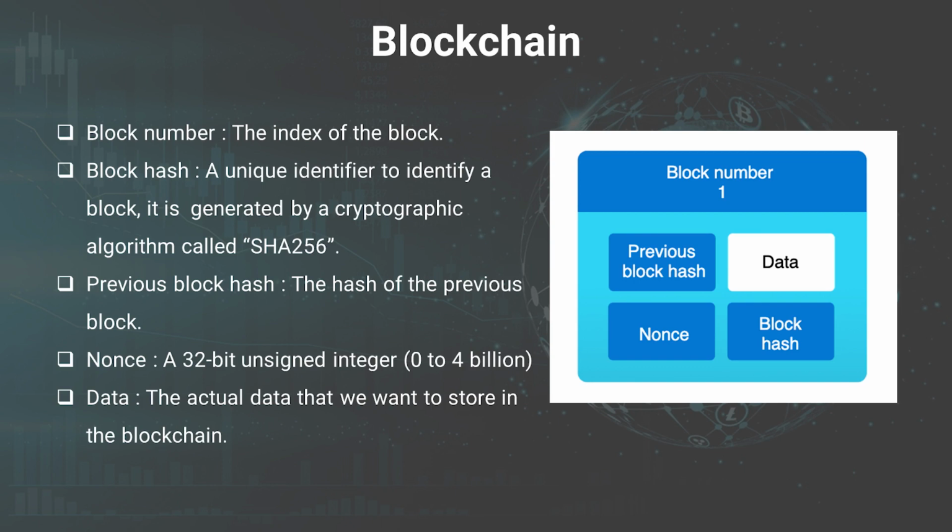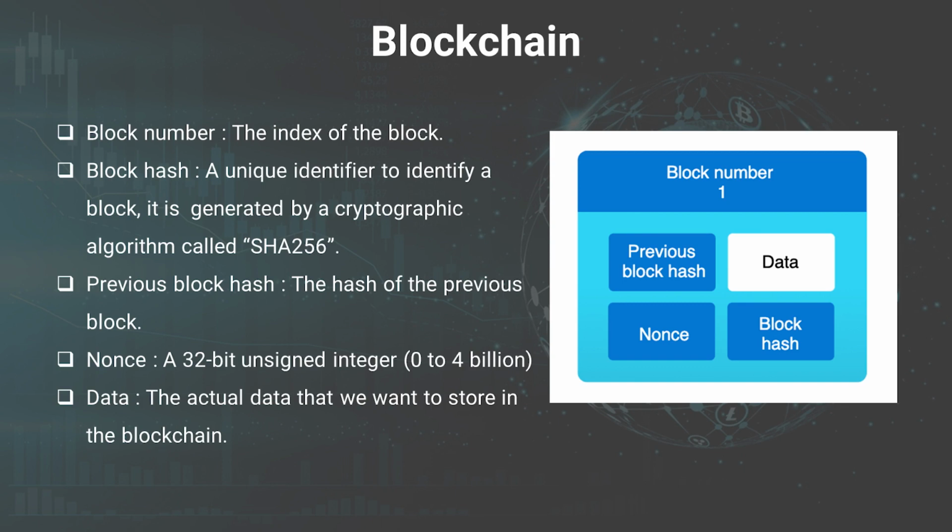And the nonce is one of the important elements in the block, but at this time you can just think of it as a 32-bit unsigned integer, from 0 to about 4 billion. Sometimes it could be 10, 20, 30, sometimes it could be 2 billion. It's just a 32-bit unsigned number at this time.